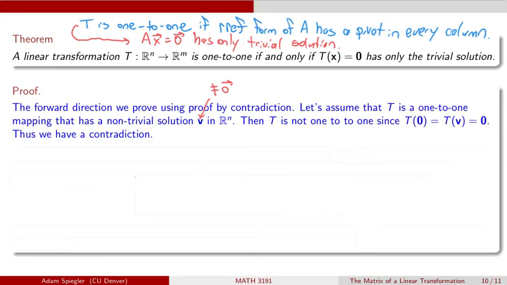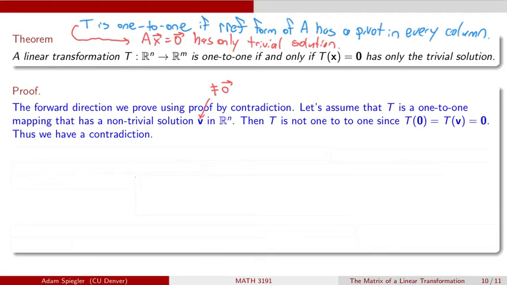Now we also need to prove the implication in the other direction, which is now we're going to assume that Tx equals 0 has only the trivial solution, and we'll see why that is going to imply that this linear transformation has to be 1-to-1.